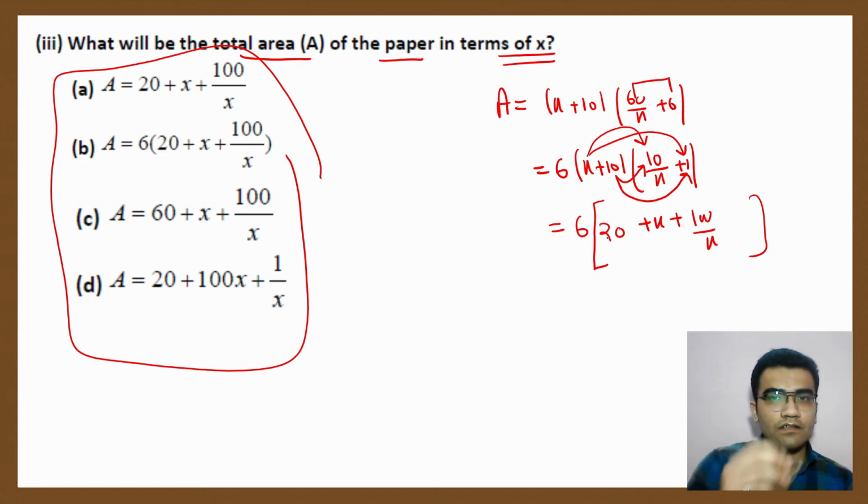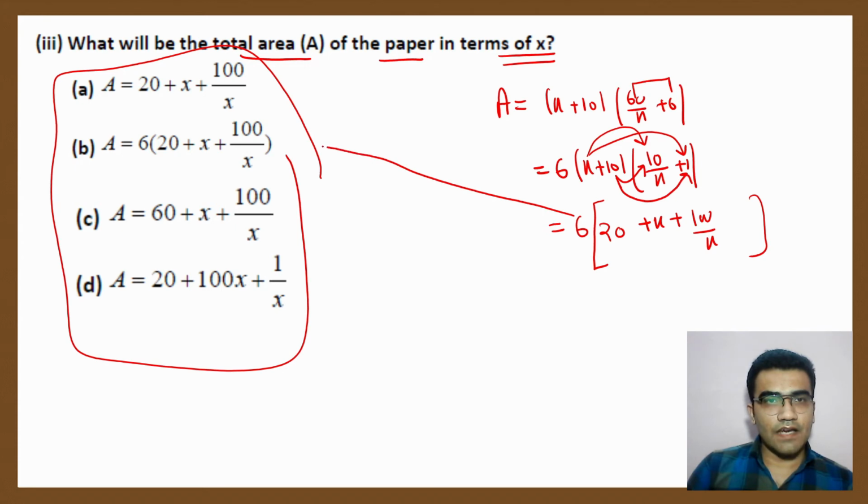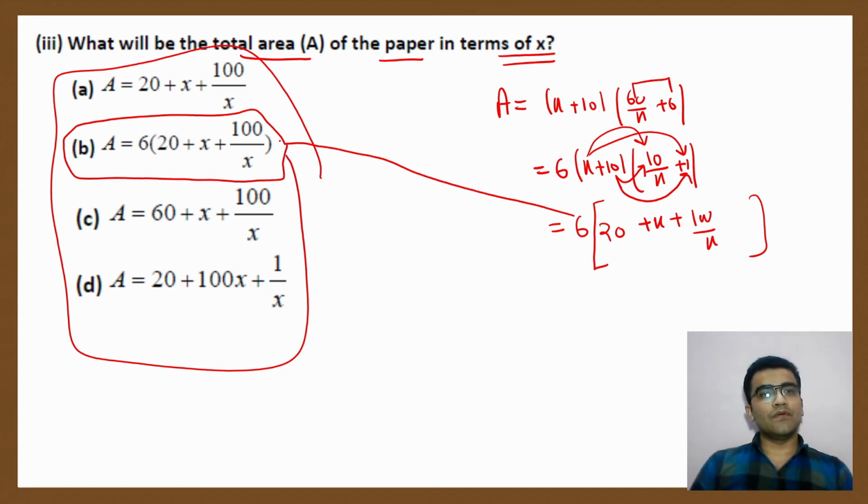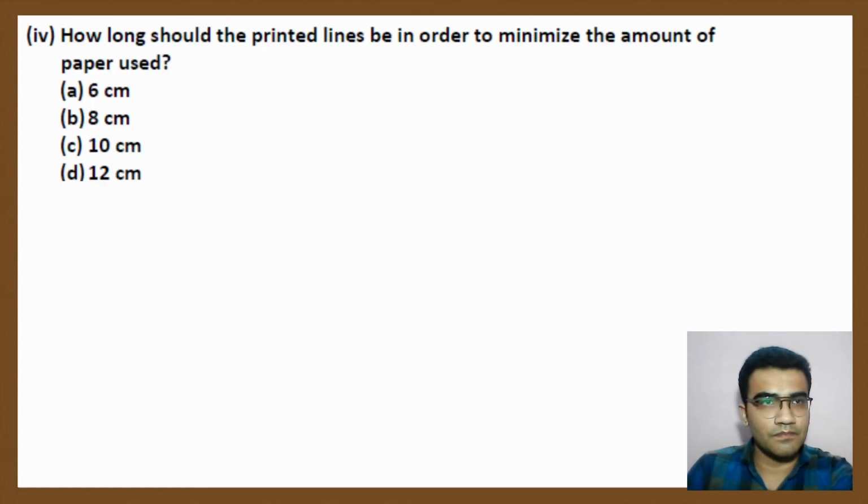Now check this equation, it matches with option number B, 6 multiplied by (20 plus x plus 100 by x). So our answer will be option number B. Total area in terms of x will be 6 multiplied by (20 plus x plus 100 by x).